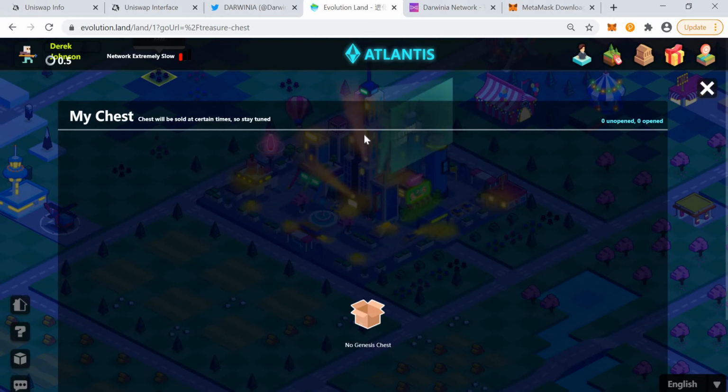Okay, so my chest is new. This is Genesis chest. It's very specific, and they're sold at a certain time. So who knows when they're going to be released? I have no idea. I did test it out on the beta test where it was available, which I'll show you guys in the menu where it would be, but it's not.